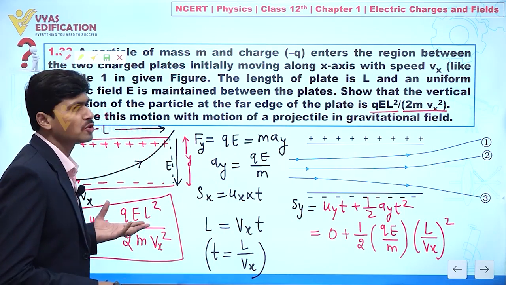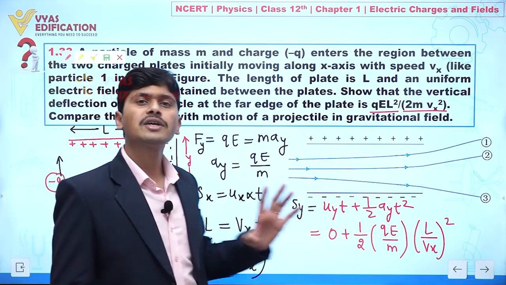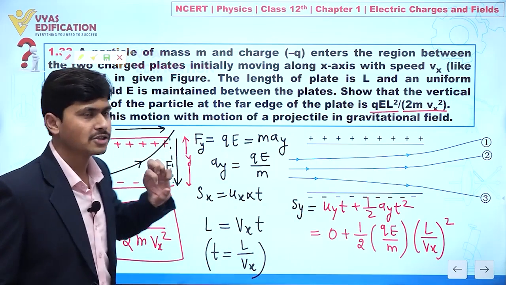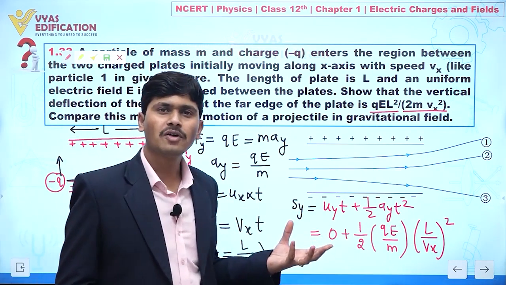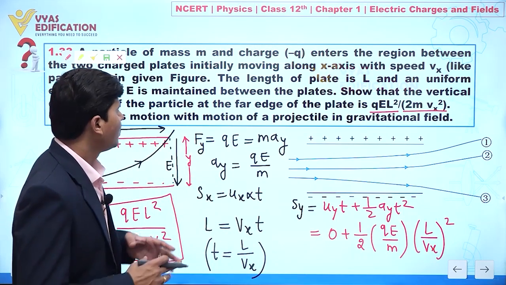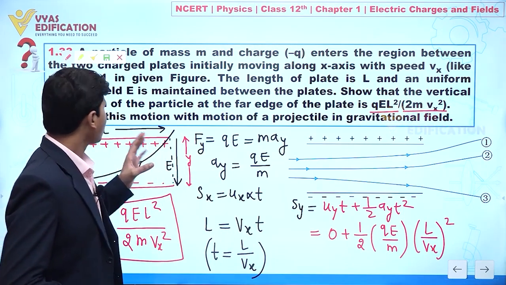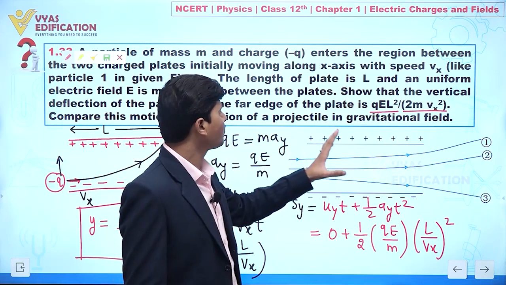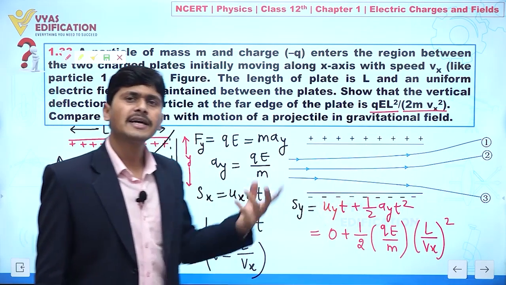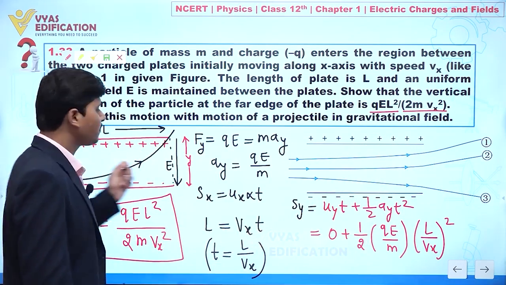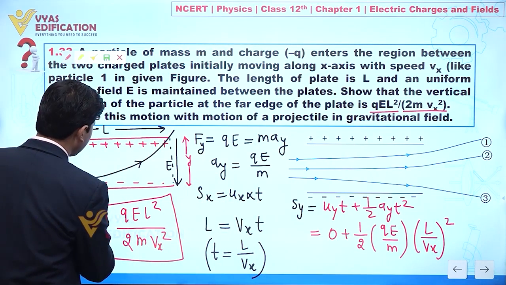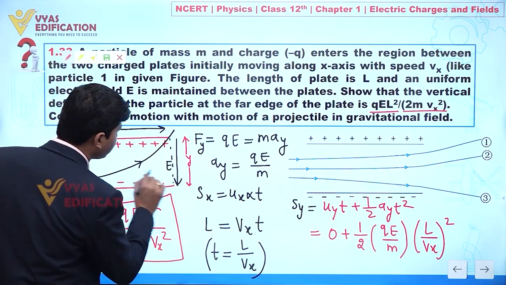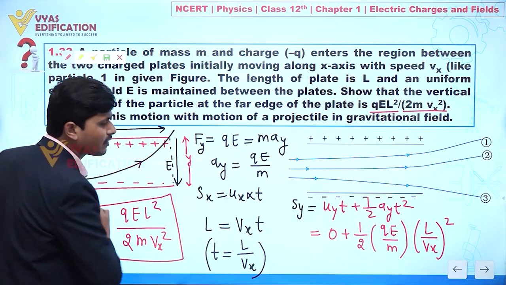Or actually this is a motion in a plane, because the particle is going in the x direction as well as in the y direction. Clear? So actually you can assume it's just like projectile motion. Yes or no? And definitely we can compare this motion with a projectile in a gravitational field. If you throw any particle like this, the particle actually moves like this, if we talk about a gravitational field.